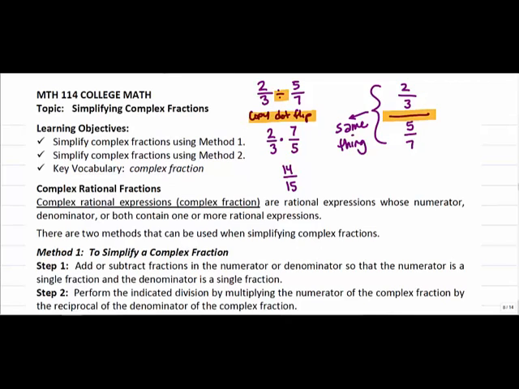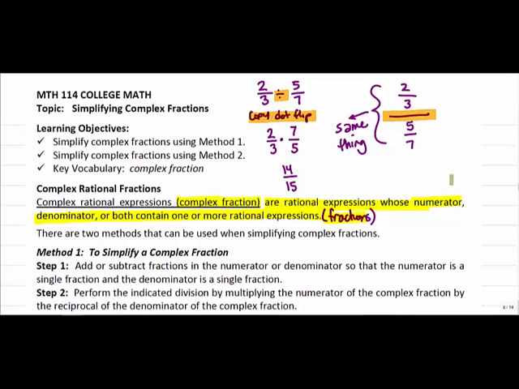The only difference is it's defined to be a complex fraction because the numerator, denominator, or both, in this case both, contain one or more fractions. Okay, all a rational expression is, it's a fancy word for fraction. So a complex fraction is a fraction whose numerator, denominator, or both contain one or more fractions.